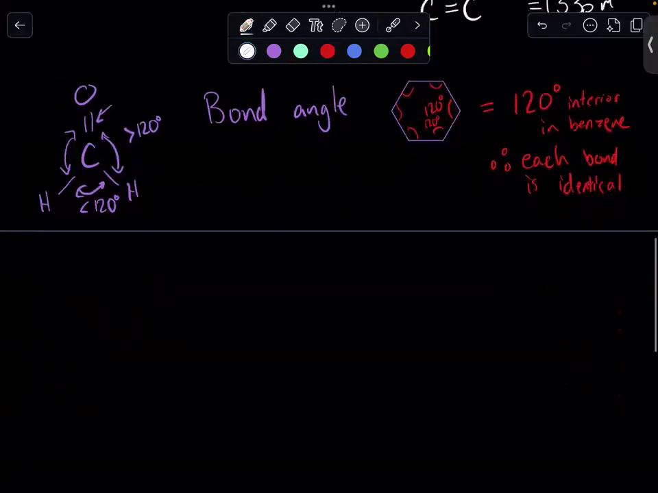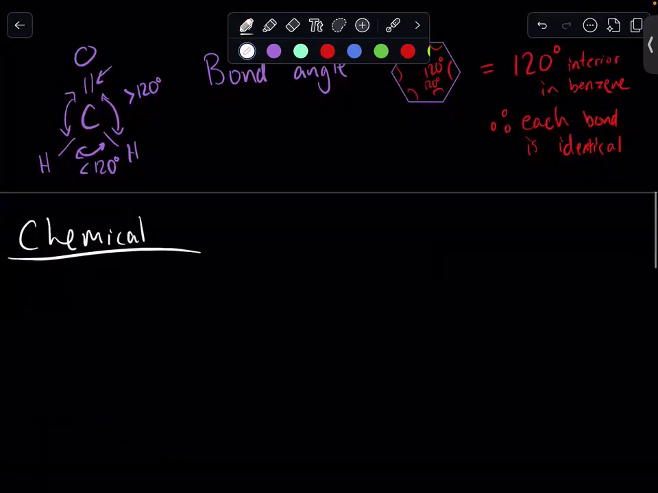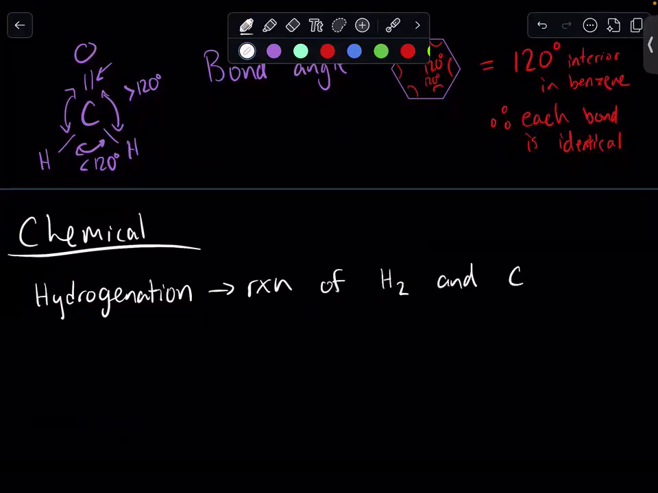But we have further evidence. We also have chemical evidence. When we do reactions with benzene, there's a lot of weird things that happen. And furthermore, when we do reactions with things made of carbon and hydrogen, some things are predictable. The first one is hydrogenation. Hydrogenation is a reaction of H2 and a carbon-carbon double bond complex.